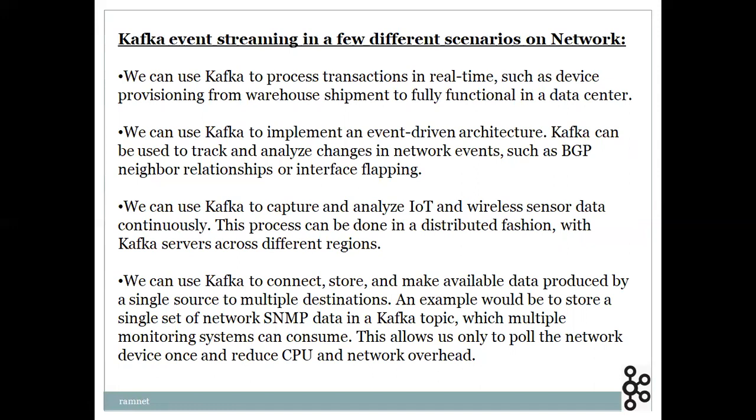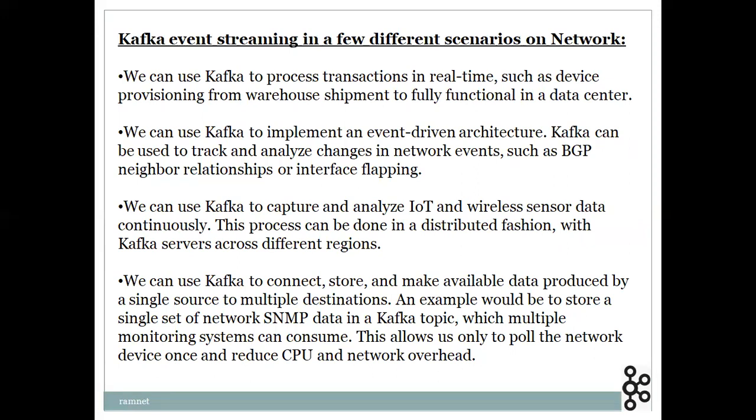We can use Kafka to process transactions in real time, such as device provisioning from warehouse shipment to fully functional in the data center. We can use Kafka to implement an event-driven architecture. Kafka can be used to track and analyze changes in network events, such as BGP neighbor relationship or interface flapping. It's not only BGP, we always pick up BGP only. There are many other protocols.